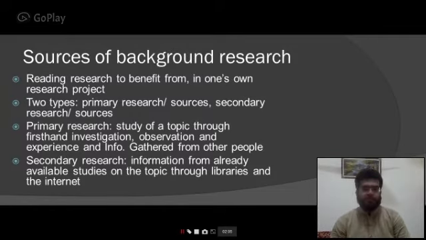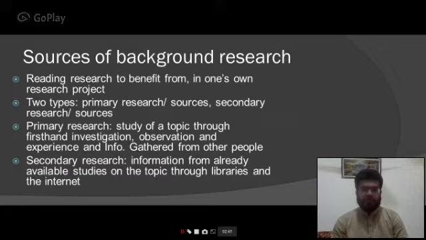As you know, research is a collaborative activity, and we read other people's research in order to learn from it. And background research, as the name itself signifies, helps you develop comprehensive, substantial knowledge of the topic you have undertaken for study.